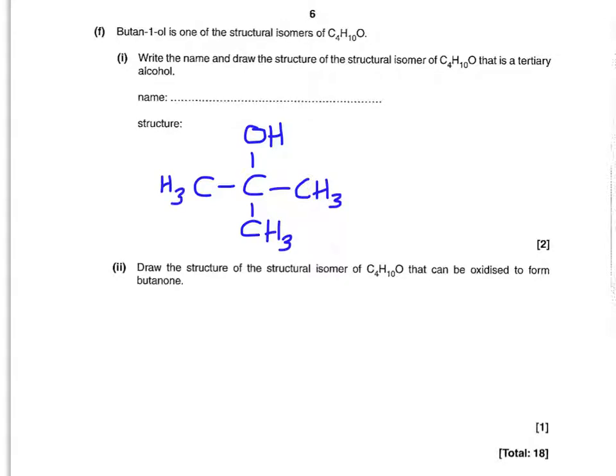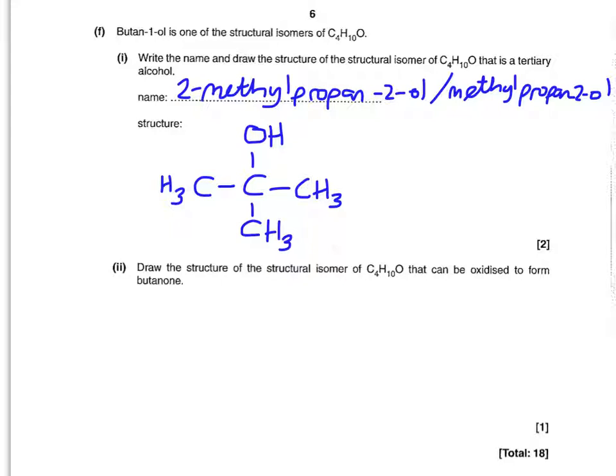So I need to check now, do I have 10 hydrogens? Yes, I do. Do I have 4 carbons? Yes, I do. Do I have 1 oxygen? Yes, I do. So this is one we looked at a little bit earlier in the clip. So for this one, we can go for 2-methyl propan-2-ol. Or we could just call it methyl propan-2-ol, because let's face it, where else is the methyl group going to go apart from carbon number 2?